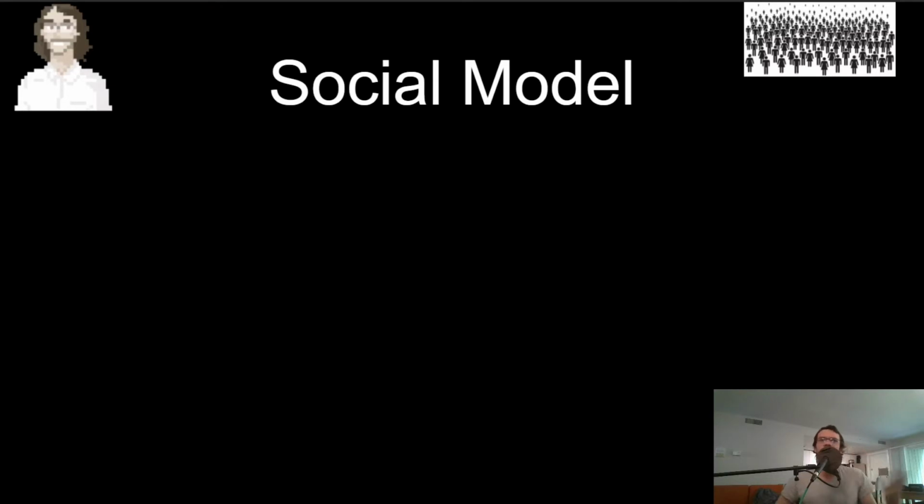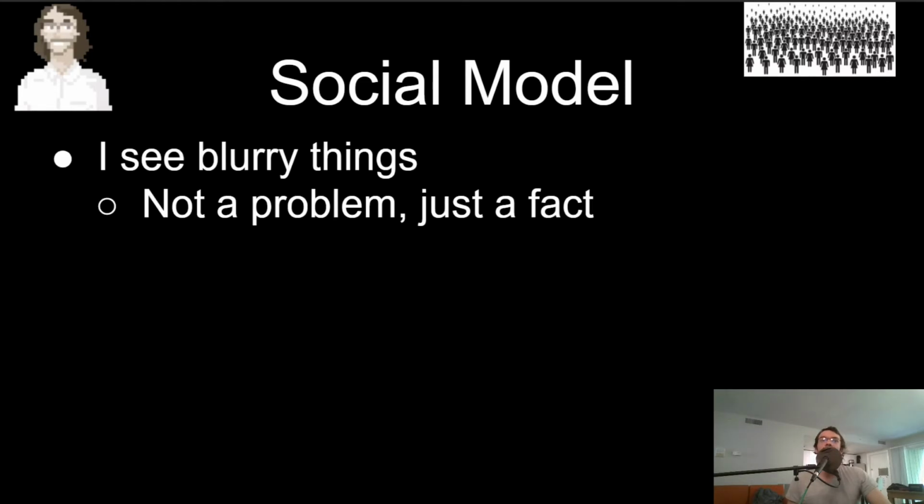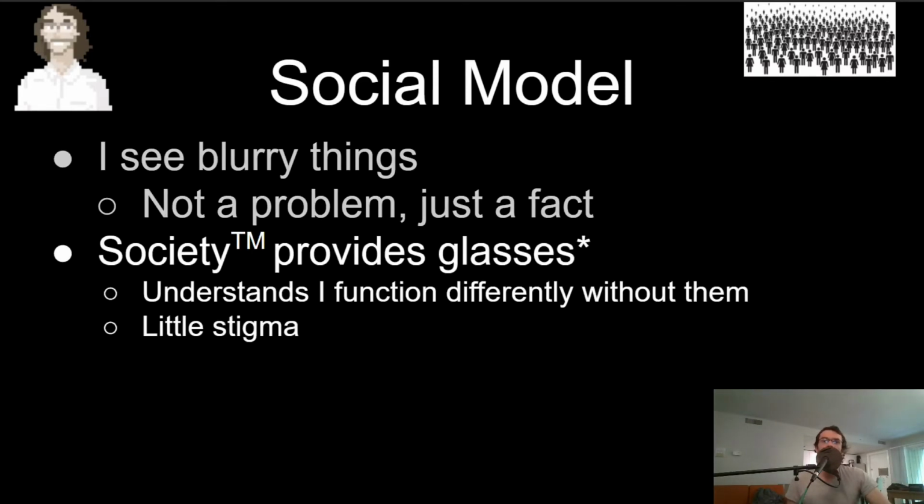So I'll re-examine my glasses wearing through the social model, my astigmatism. I see blurry things. It's not a problem. It's just a fact in the social model. Society at large provides glasses to me and understands that I function differently without them.